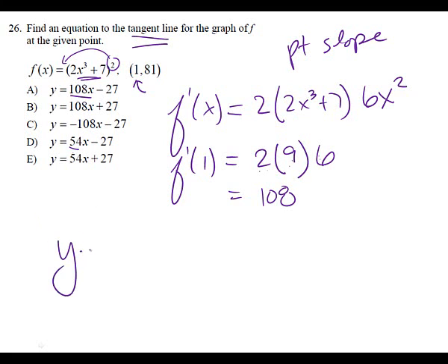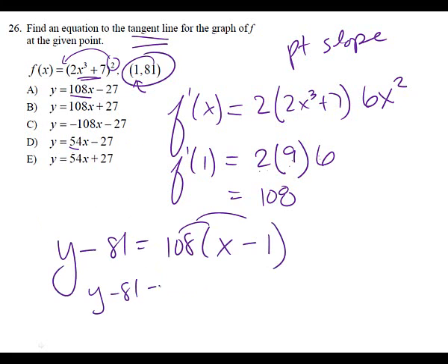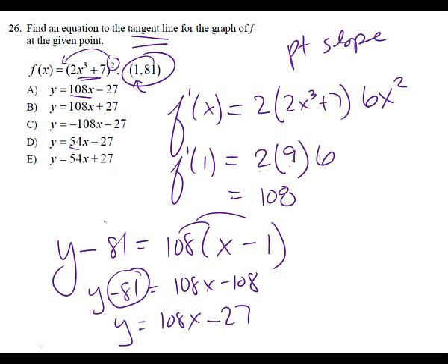So I'm going to go into point slope. So y minus, what's our y value from our point? 81 equals 108 times x minus what? 1. All right, we would distribute this in. So y minus 81 equals 108x minus 108. I have to add the 81. Okay, so we know we've got the positive 108. I'm either going to come out with a positive or a negative 27. So think about that. If I'm going to add 81, is it going to be positive or negative? Negative. I don't even need to really understand that it's 27. I just need to know it's negative. Yes.